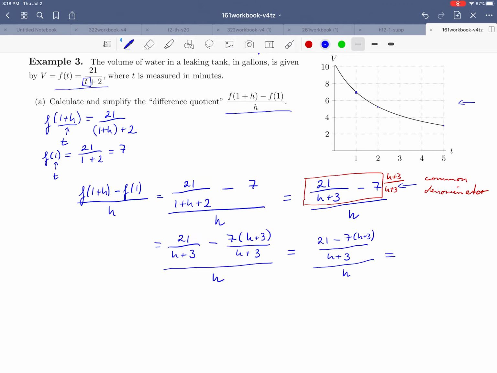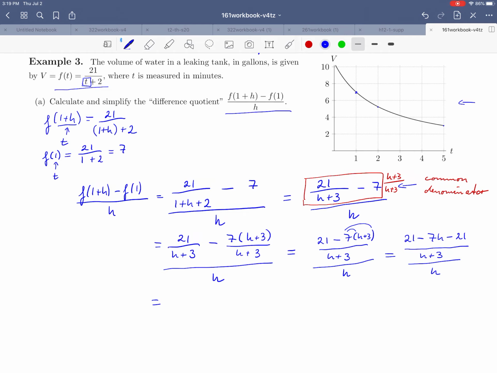Okay, I can simplify the numerator a little bit. That is 21 minus 7h minus 7 times 3. I'm distributing the 7, so that's minus 21. And then I have divided by h plus 3. And that whole thing is still divided by h.